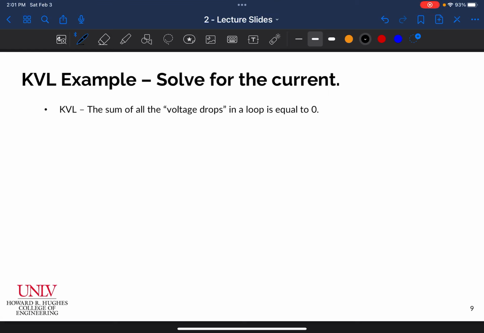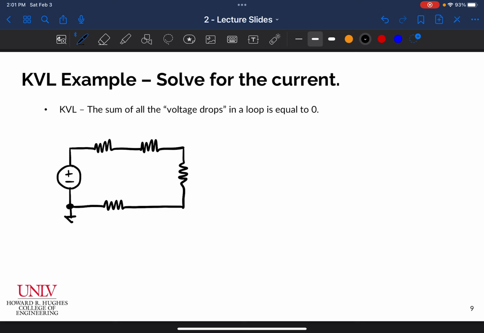All right, so now we're going to do a KVL example. Let's say I've got my voltage source here, a resistor, another resistor, and then let's go with one more resistor here. And let's put ground right here. I'm going to call these 1K, 2K, 3K, and 4K. And let's just go with a 10-volt source, okay?